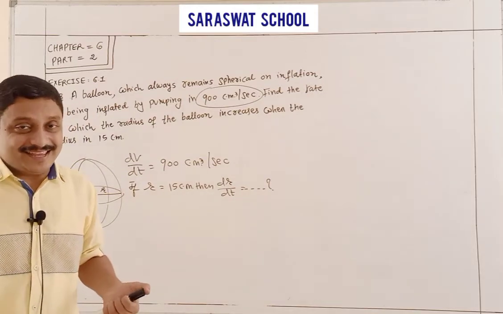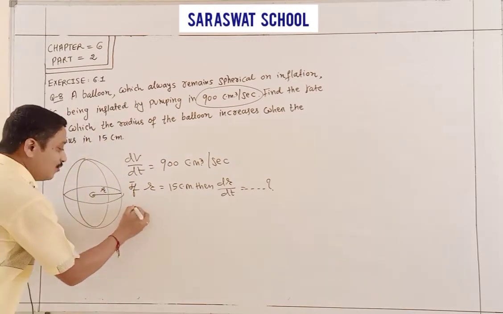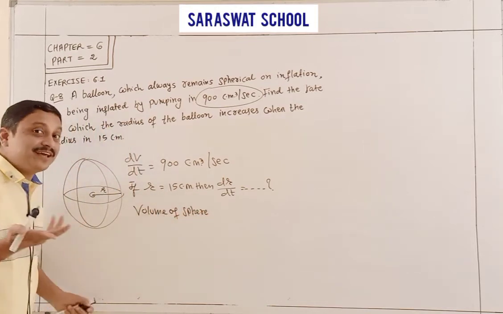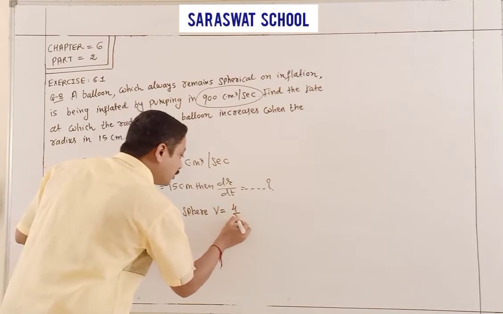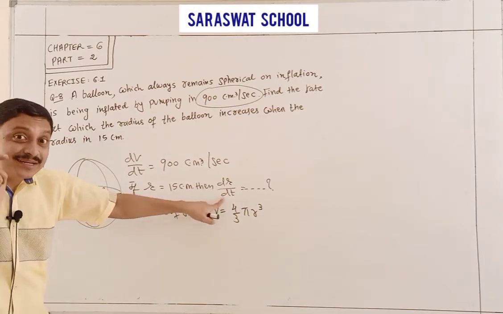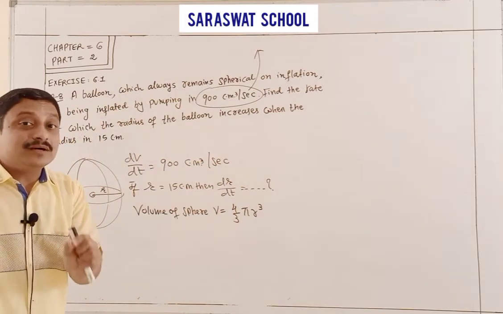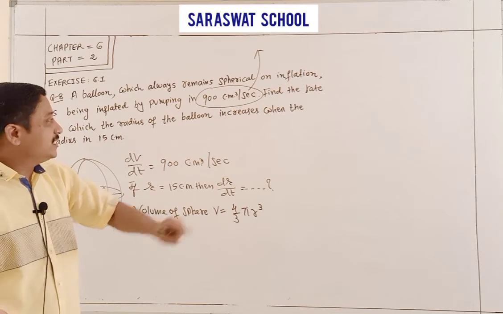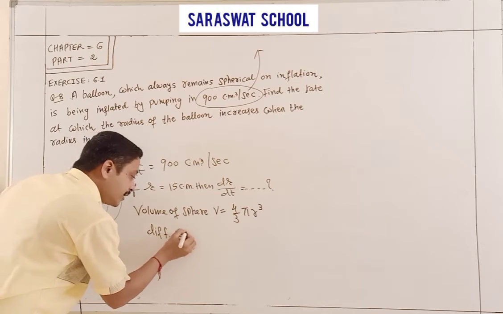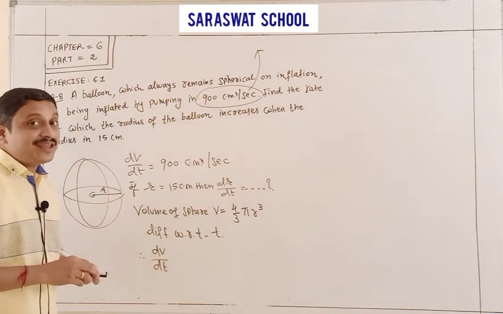Very easy. What is the formula? Volume of a sphere, yes, correct thinking. For a spherical balloon it is 4/3 pi r cube. Now I take the derivative with respect to time. This is the main step: we have to take the derivative with respect to time or with respect to radius, as indicated in your question. So, differentiation with respect to t, so dV by dt. Now, very easy solution.